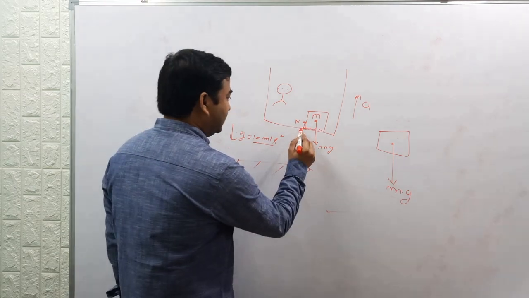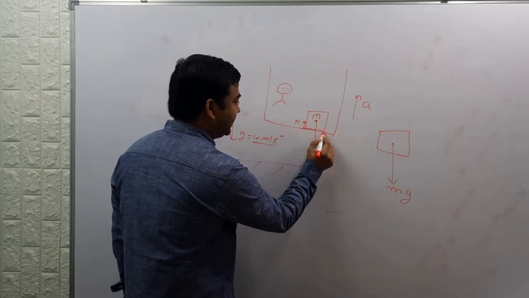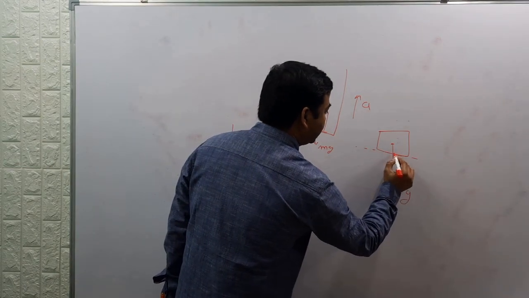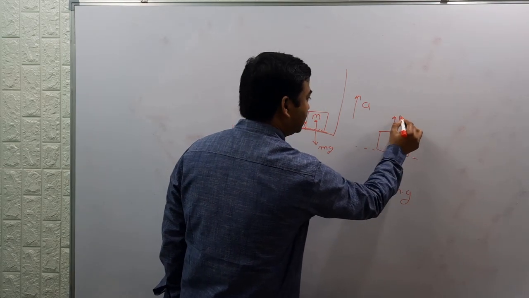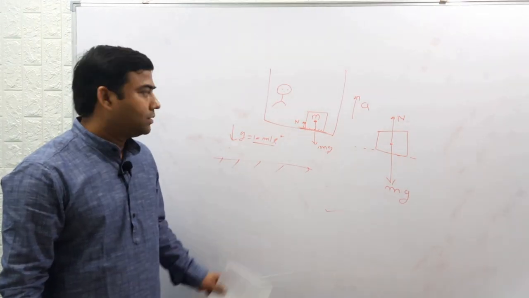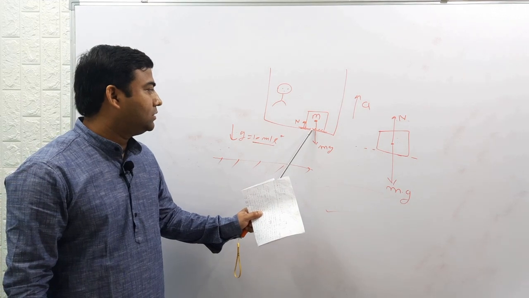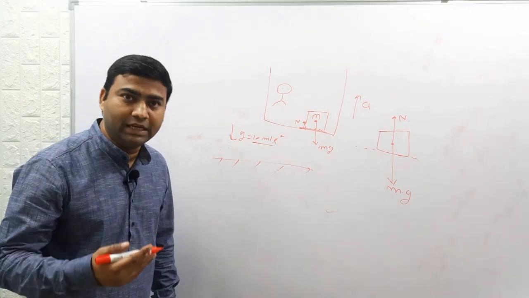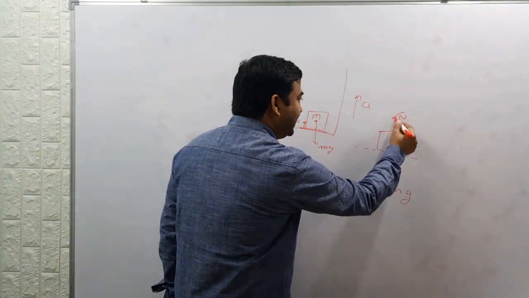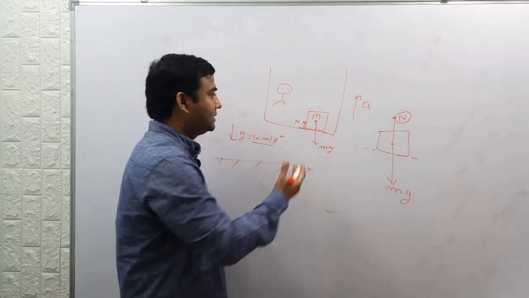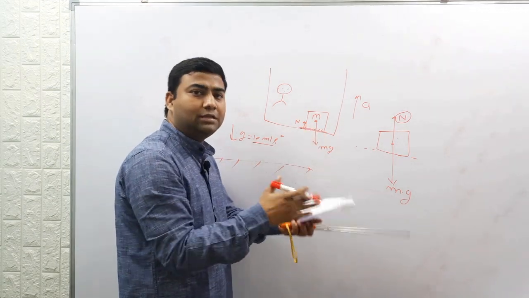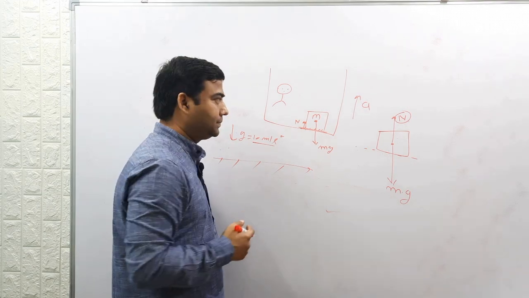Now let the reaction between this lift floor and mass be N. So this N, the reaction by the floor of the lift, will be exerted on this mass. By the floor of this lift, a normal reaction will be exerted on this mass. That is also real, that I am considering, sitting inside the lift. So this N is nothing but the weight of this mass. The reaction between mass and floor of the lift is the weight of the mass. That is the definition of weight.